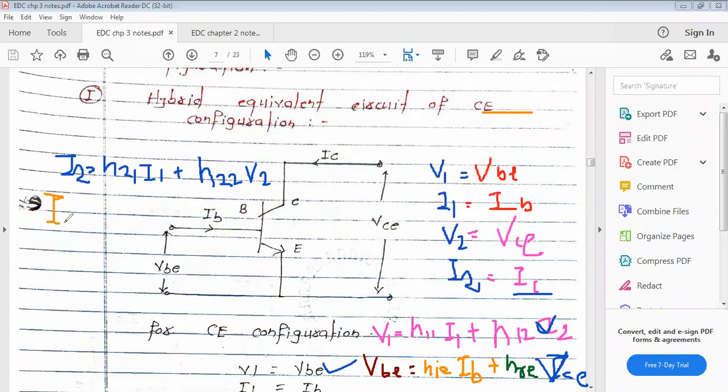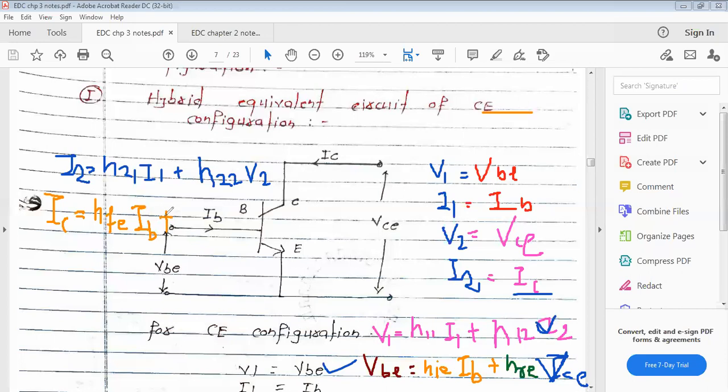IC. H21 is nothing but what? Forward current gain. So here it is HF. As it is for common emitter, HF or HFE? HFE. What is the value of I1? IB. Very good.